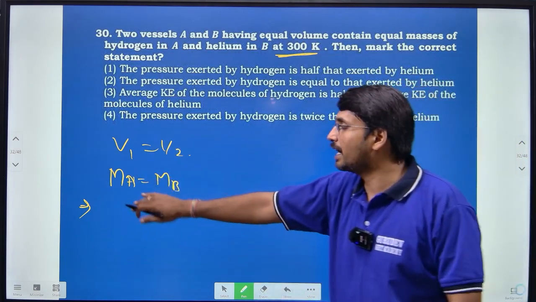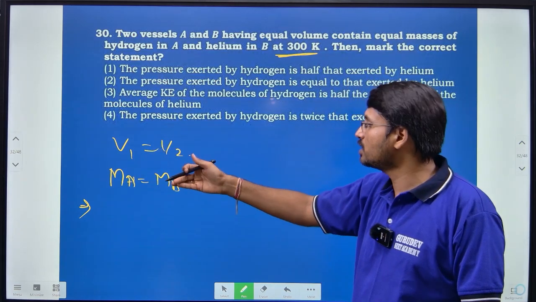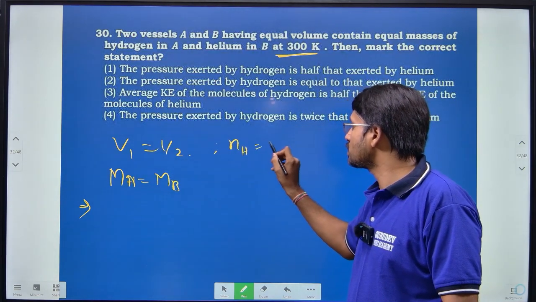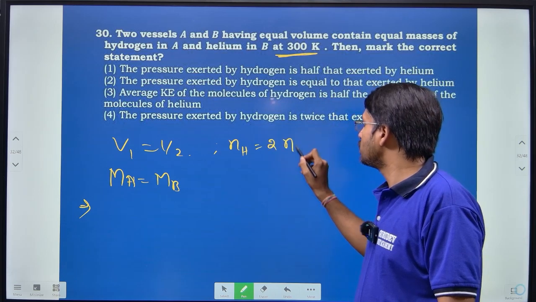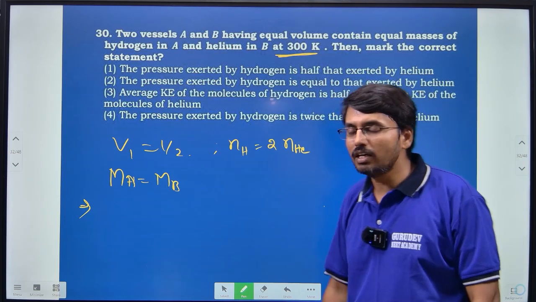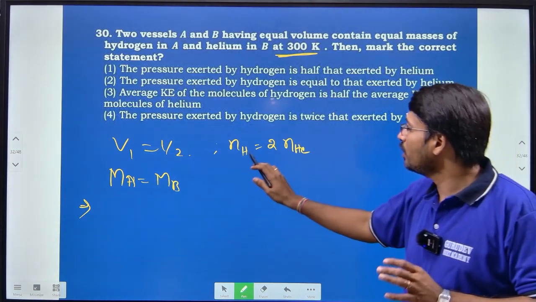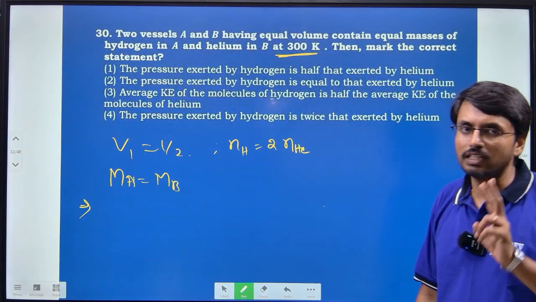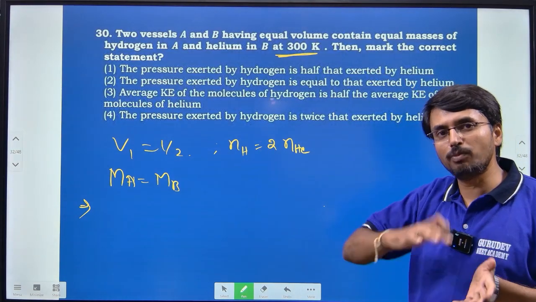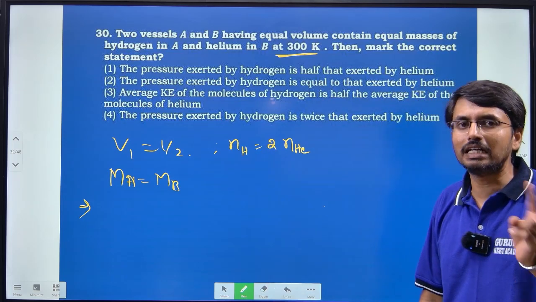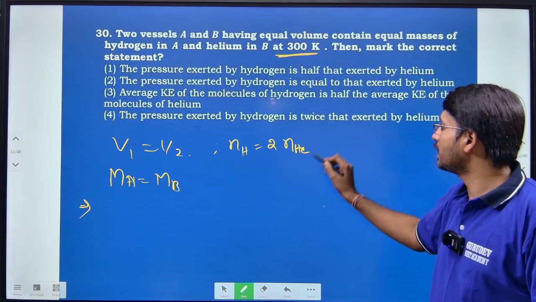So if the mass has to be the same, the number density of hydrogen must be twice the number density of the helium. The molar mass of helium is 4 gram, and the molar mass of hydrogen is 2 gram. So for the mass to become the same, the number density of the hydrogen must be double that of the helium. So that is the condition.